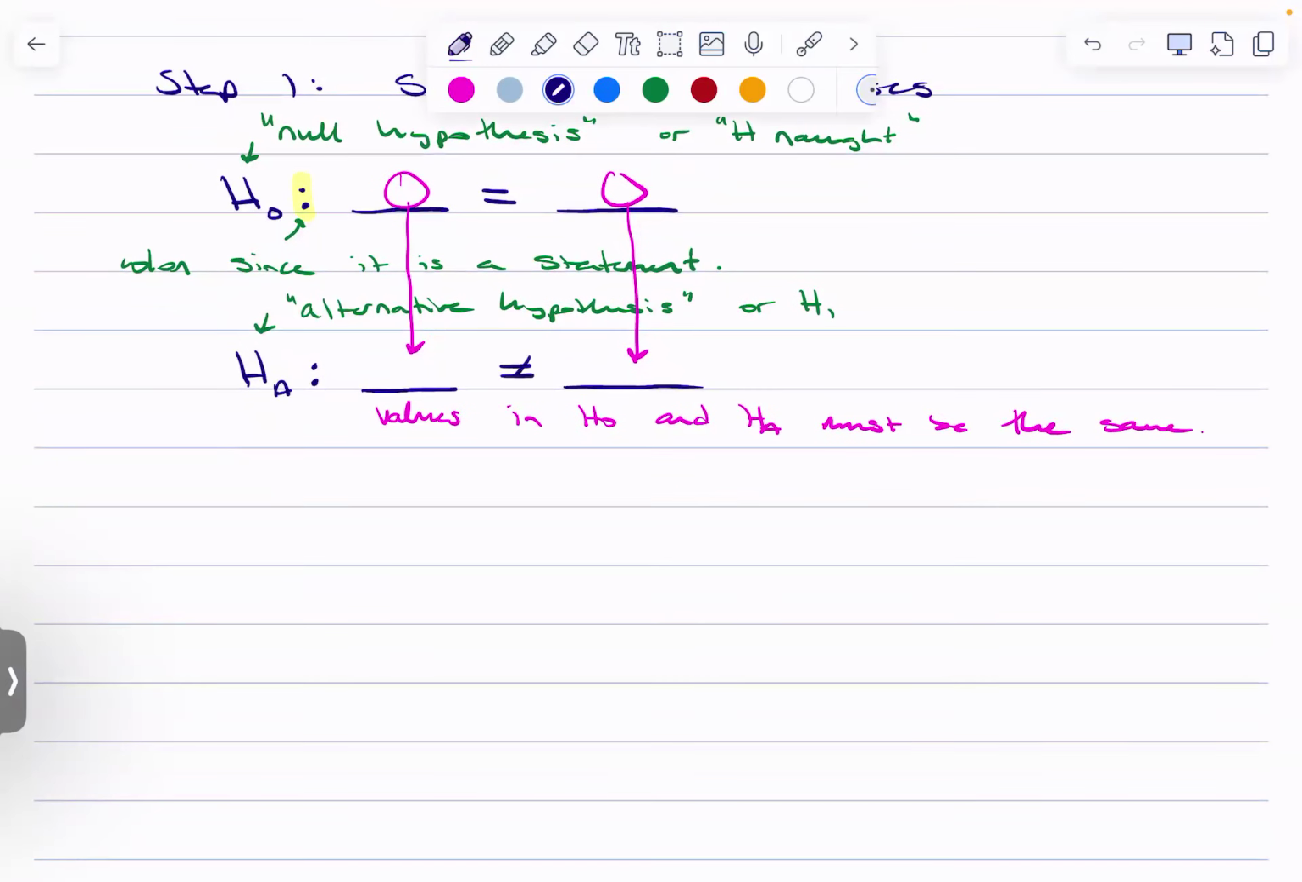This is usually not equal to. We're going to have a couple of different options here, but let's start with the not equal to. That's your default. Now, often, not always, but often, HA, or the alternative hypothesis, is the thing that we're trying to prove.